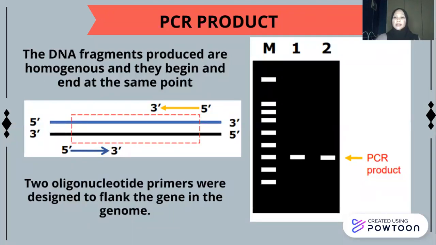So this is the DNA primer. This is a PCR product. We can know the kilobase pairs of DNA, and then this is a forward primer and a reverse primer.